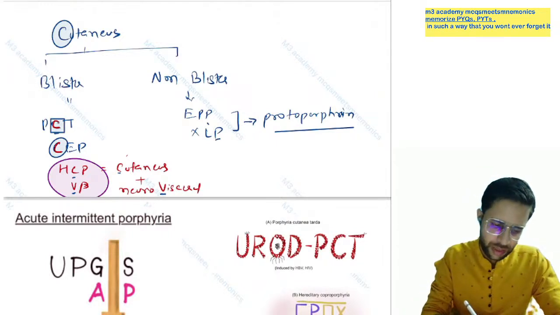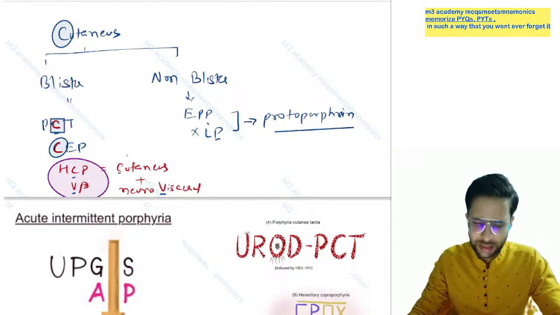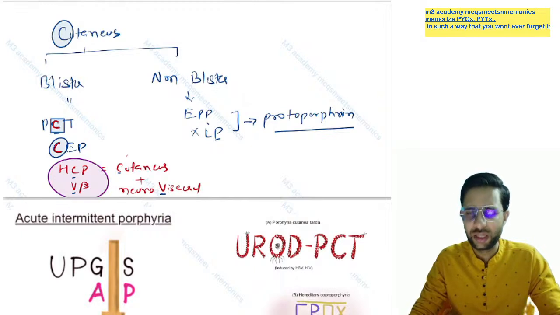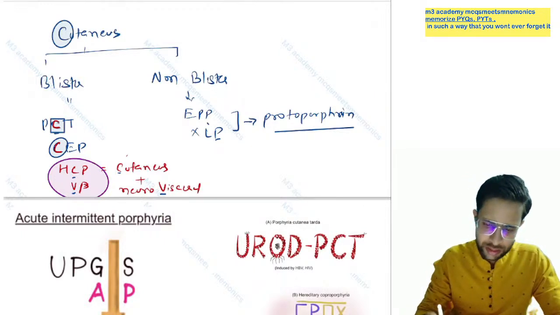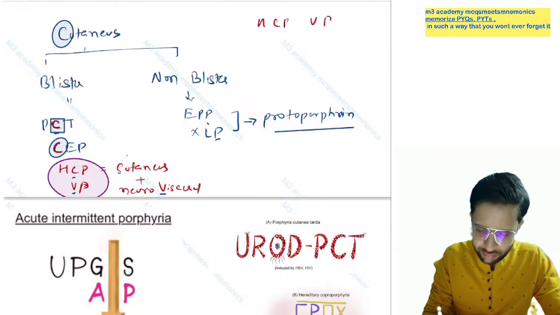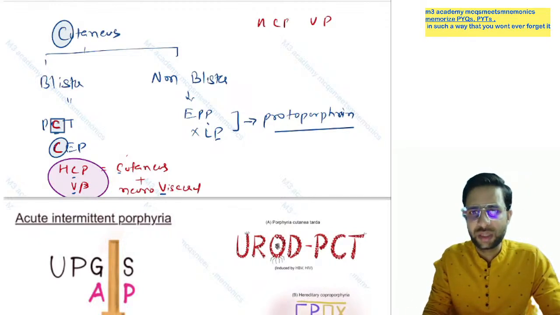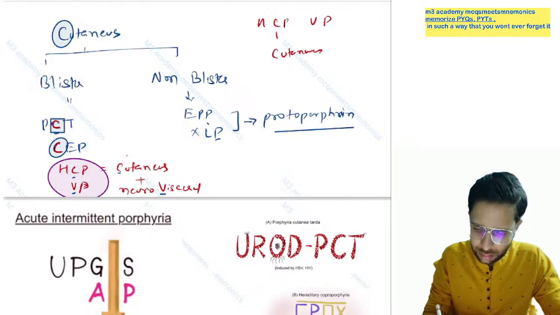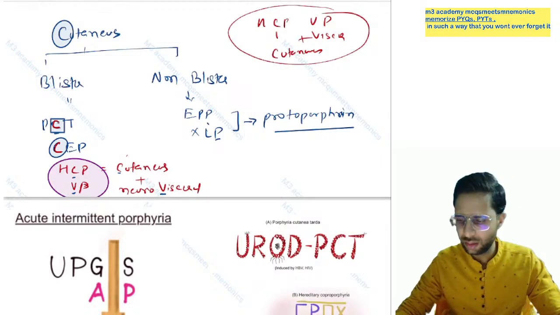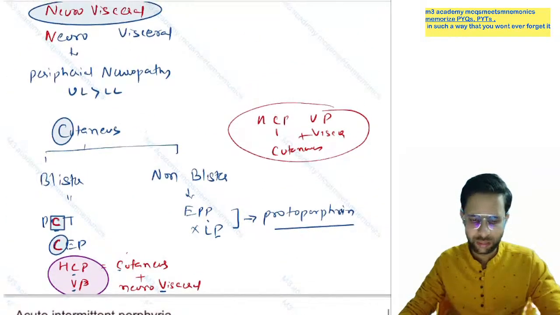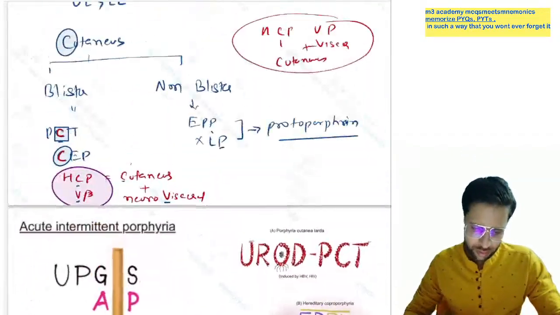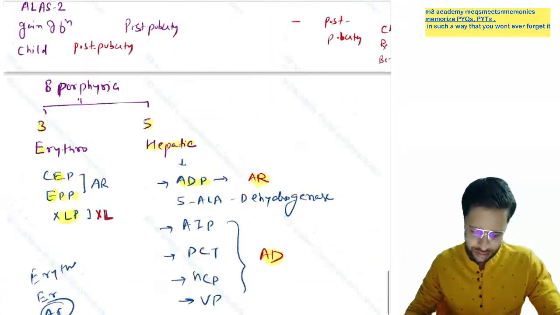Now, one thing to note here: HCP and VP have both types of porphyria, cutaneous and neurovisceral. We can remember C for cutaneous, V for visceral. So it has both types of characteristics; you will find both neurovisceral and cutaneous here. Next we look at the summary slide, at the end.